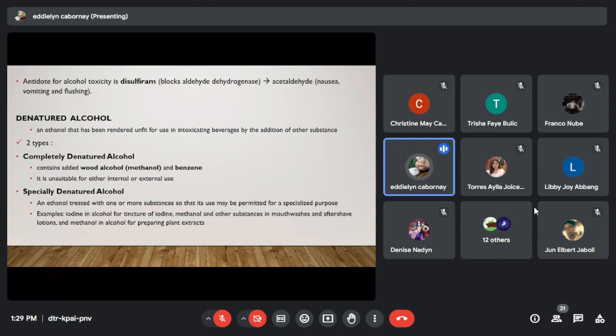Okay. So specially denatured alcohol is an ethanol treated with one or more substances so that its use may be permitted for a specialized purpose. We have examples of specially denatured alcohol here: the iodine in alcohol for tincture, and methanol and other substances in mouthwashes and aftershave lotions, and methanol in alcohol for preparing plant extracts.